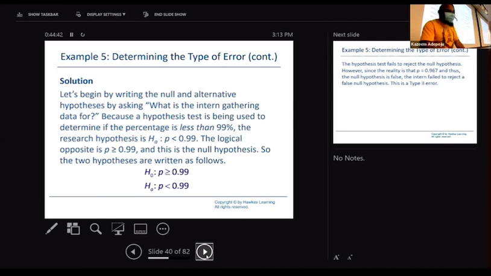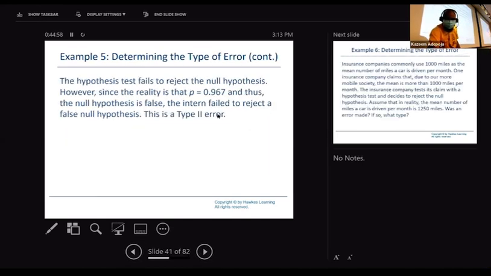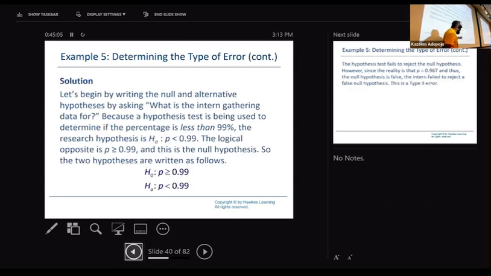What happened in reality? This person failed to reject the null hypothesis, which means he also agreed that it is more than 99%. But what happened in reality is 96.7%. Now, where is 96.7%? The 96.7% is actually here. So therefore, he's supposed to have rejected this, but he did not reject that, then he has committed a type 2 error.